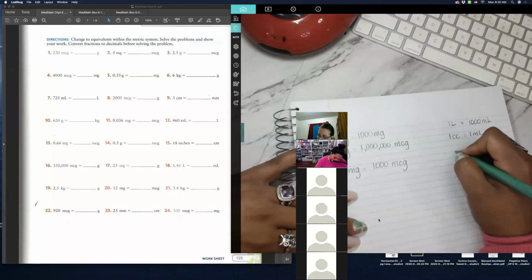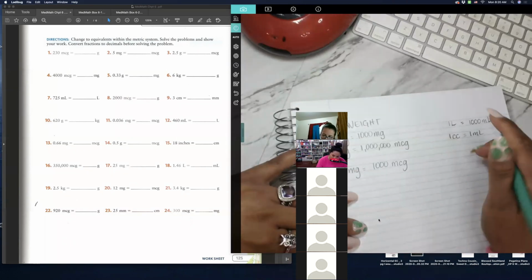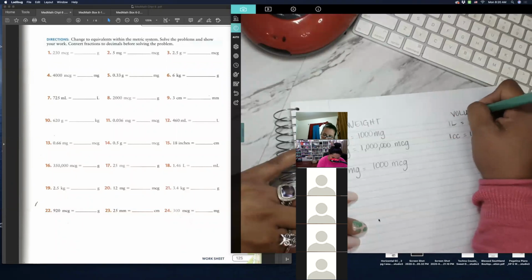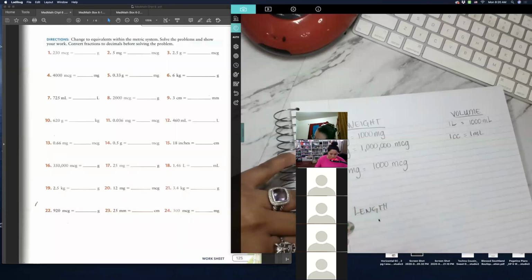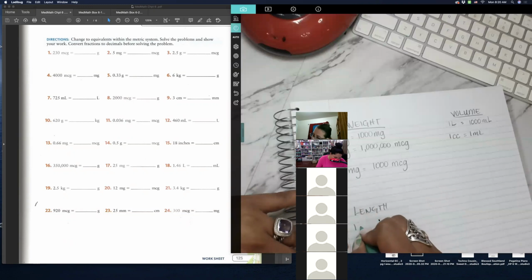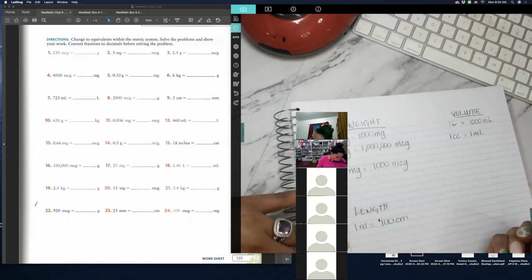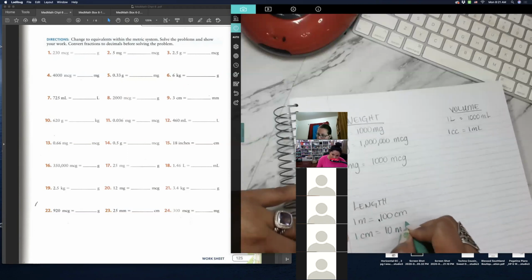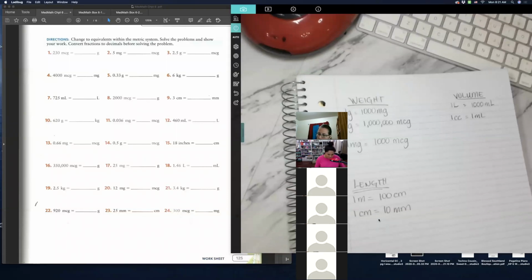Okay. So these are measurements on this side for weight. These are measurements of volume. And then we have measurements of length. And this is just using the metric system right now. So 1 meter equals 100 centimeters. 1 centimeter equals 10 millimeters. And we're pretty good for right now. Let's see, one more. Those are our metrics.